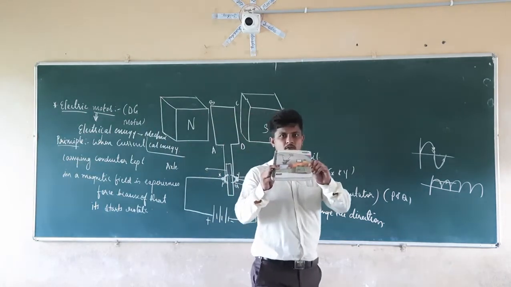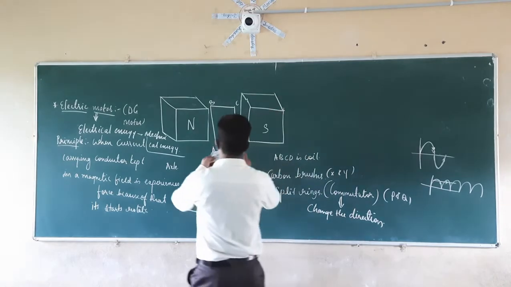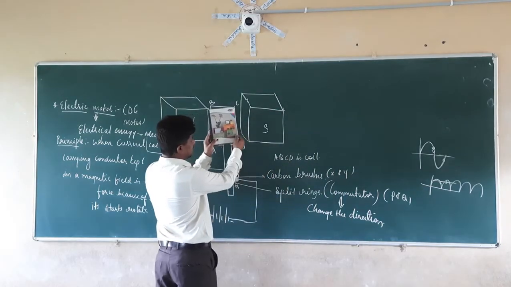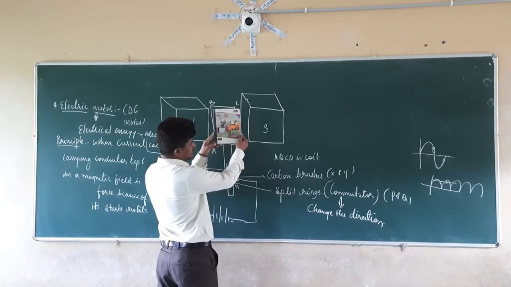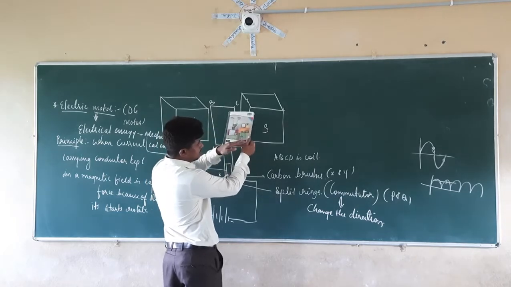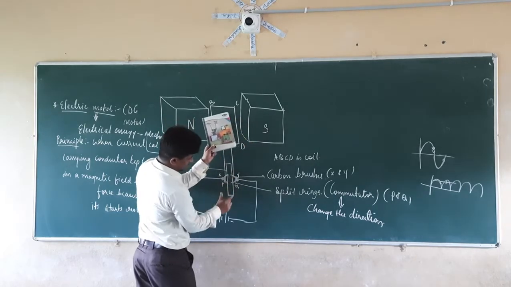This is the book. So this book is kept here like this. We take it here in a magnetic field. So this will be the A and this will be the B and this will be the C and this will be the D. So this is connected with a wire like this.